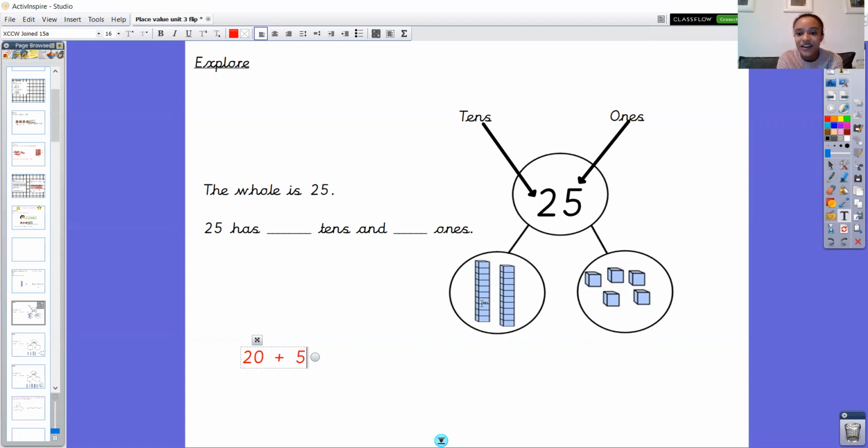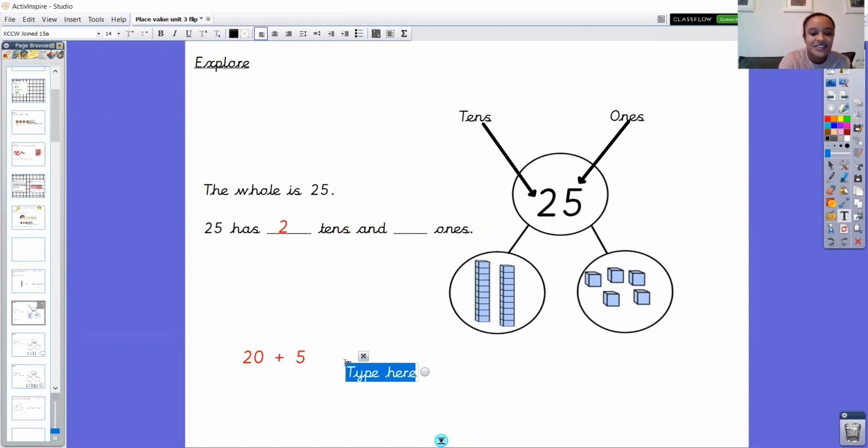And can you see, I've got my two tens here. I've got 1, 2, and then I've got my ones here. Hopefully I've got 5. So can you count them with me? 1, 2, 3, 4, 5. Fantastic. Okay, so now I can complete this stem sentence. First bit's done. The whole is 25. 25 has something tens and something ones. Do you think you can quickly pause the video and fill that sentence in just with your voice? Well done. So 25 has got two tens and it's got 5 ones.